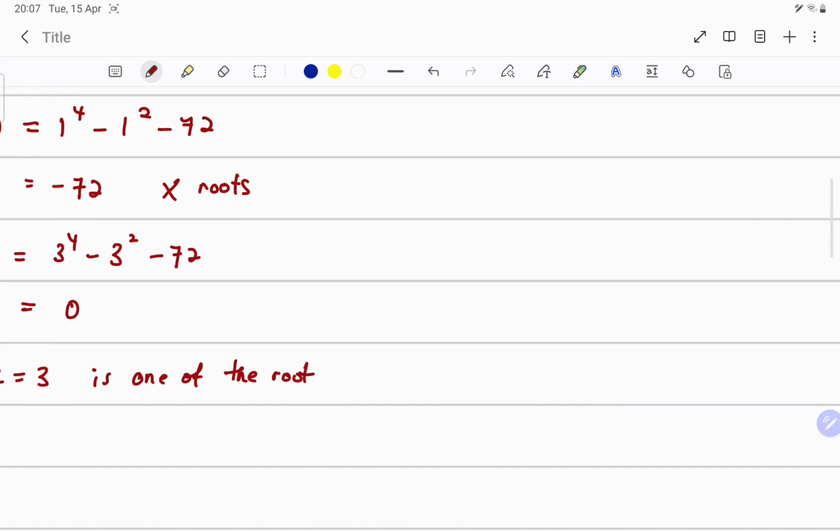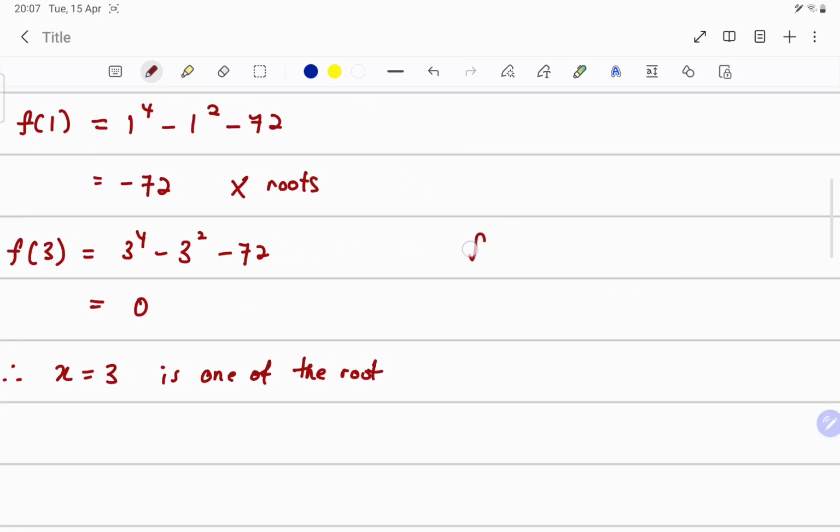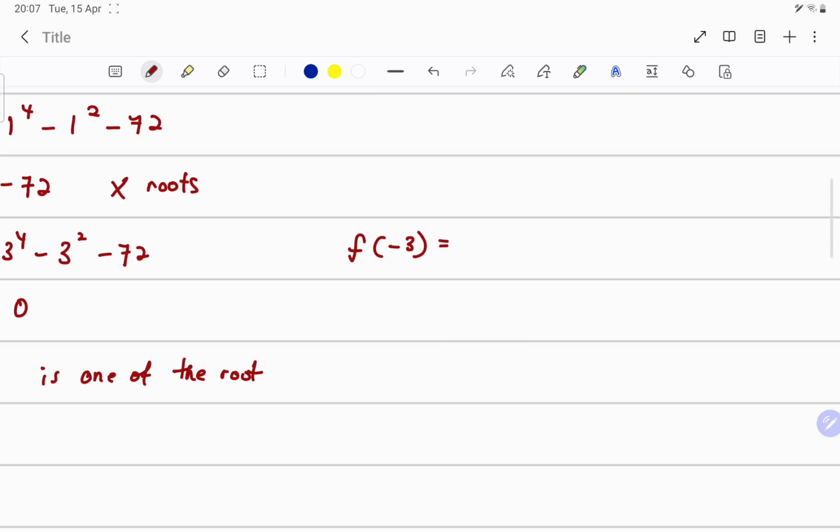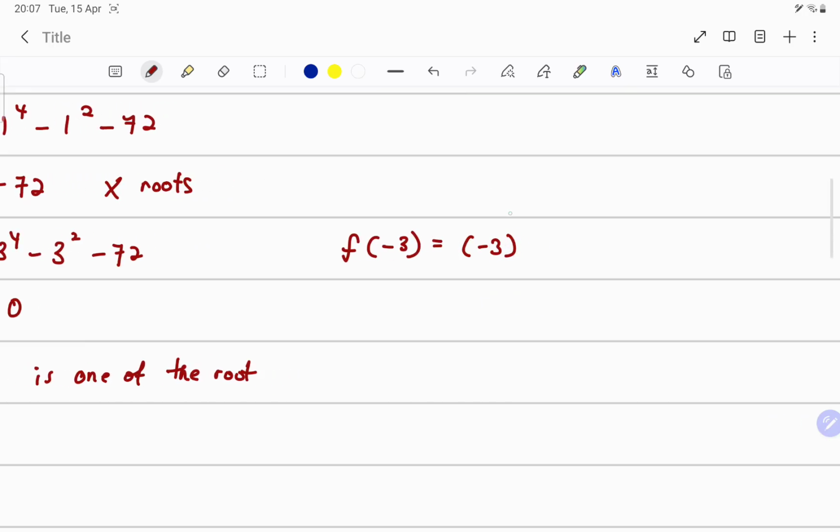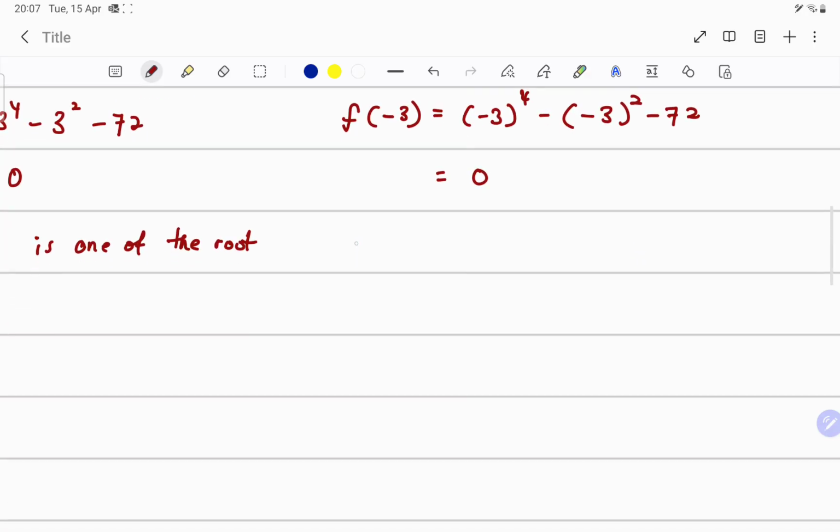Okay, now I want to try with x equal to negative 3. So it's still going to substitute negative 3 to the power of 4 minus negative 3 to the power of 2 minus 72. The answer is equal to 0 as well. So that means right now x equal to negative 3 is one of the roots.